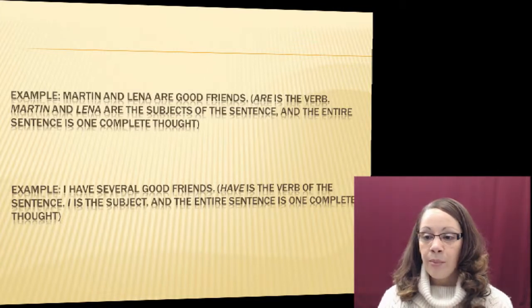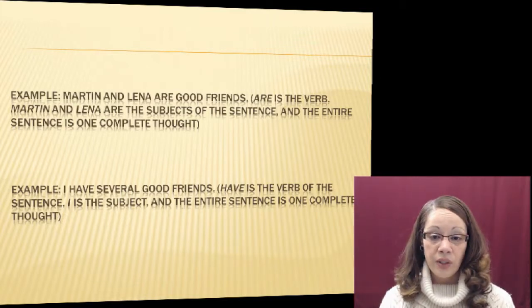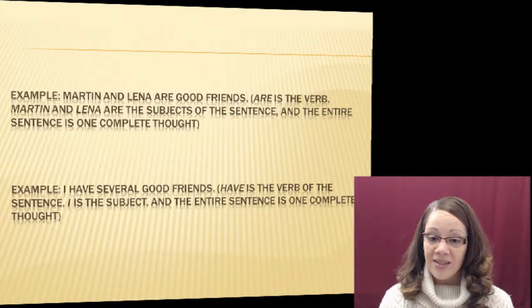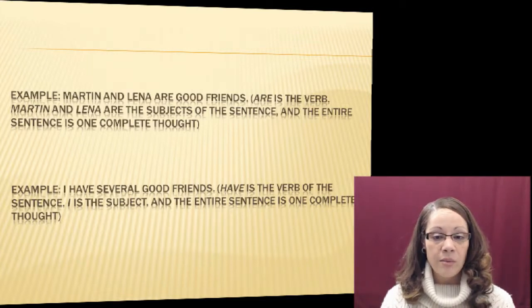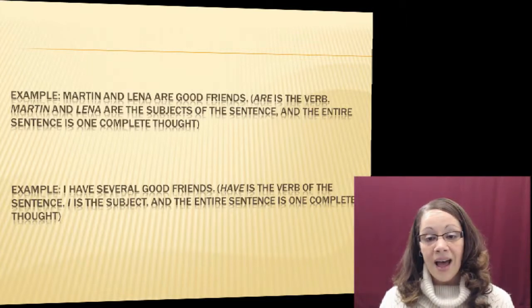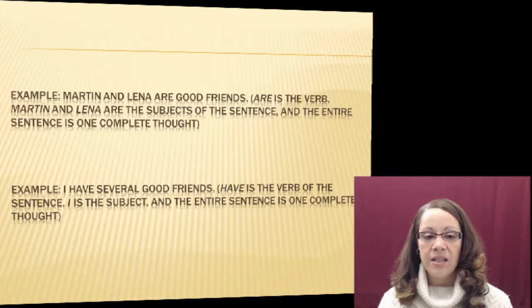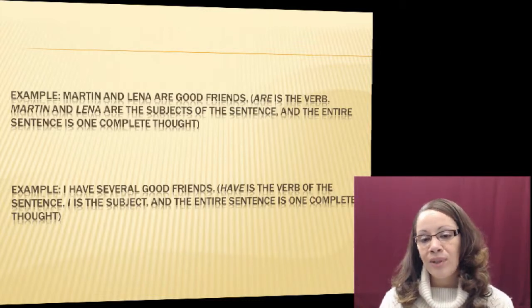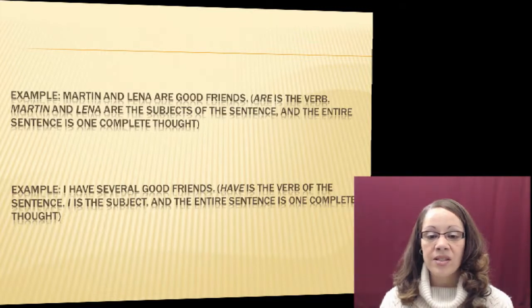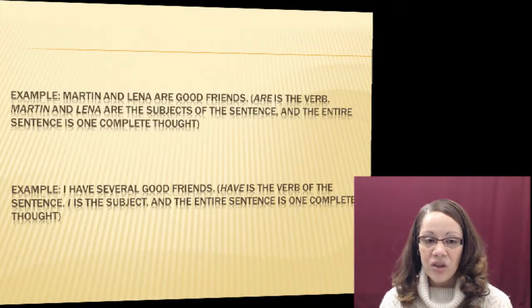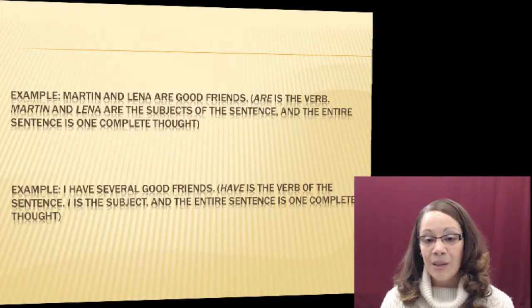Now our next example: I have several good friends. Have is our verb. Who or what have? We have to ask that question to figure out what our subject is. I is the subject. I have. Have is the verb of the sentence, I is the subject, and the entire sentence is one complete thought, which means you have a simple sentence here. One complete thought, one independent clause means you have a simple sentence.